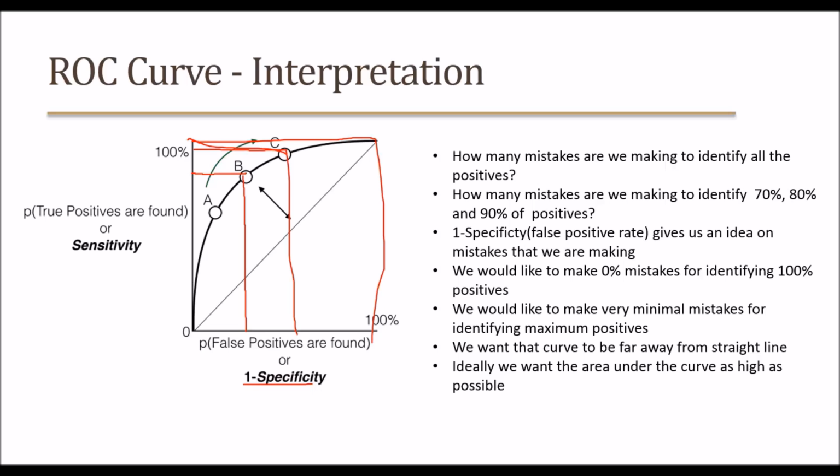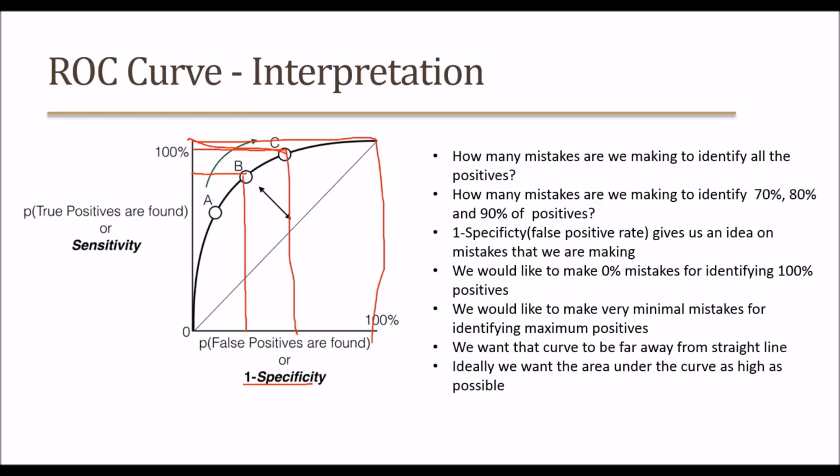So we have to make as few mistakes as possible to find the maximum positives. So to find all the true positives, we want to make actually 0 errors. We don't want to classify anything as false positives, but obviously our model will have some error. We want to have the least false positive rate to find the maximum true positive rate.